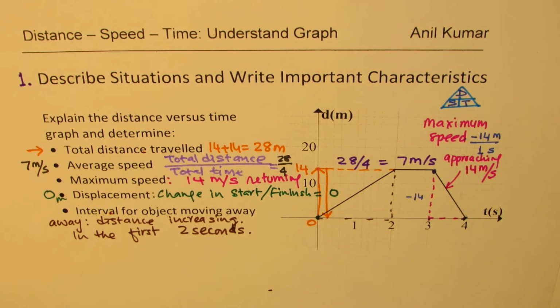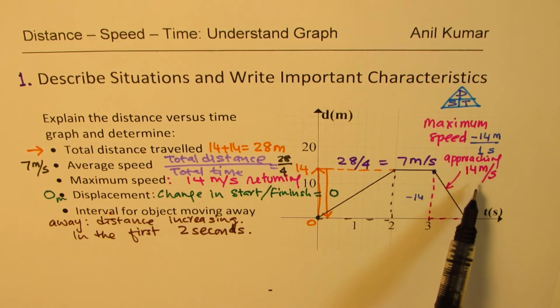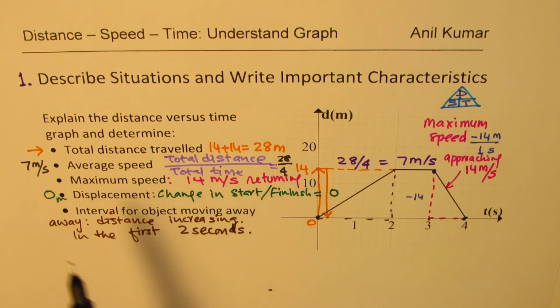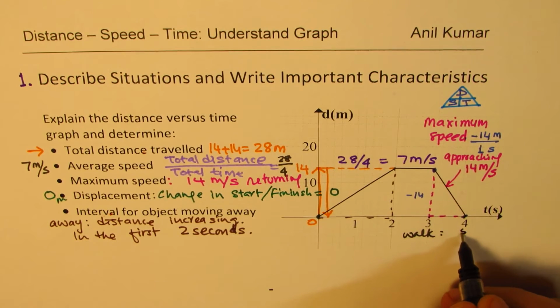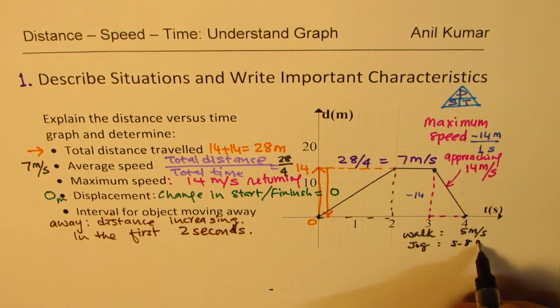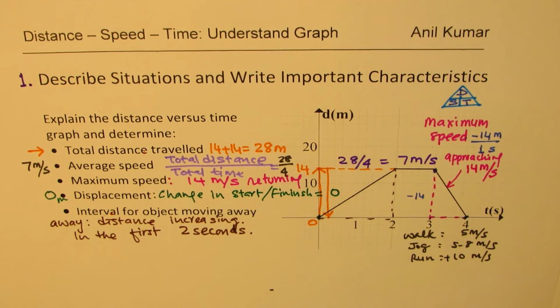Now, let us try to describe this situation, right? We have seen that we have a speed of 7 meters per second and 14 meters per second. Normal walking speed is around 3, 4, 5 meters per second. When it is more than that, we could say jogging. So when we walk, it is up to 5 meters per second, and jog could be 5 to 8 meters per second, and run could be 10 meters per second plus. So we could divide so that we could easily describe what the person is doing, correct?